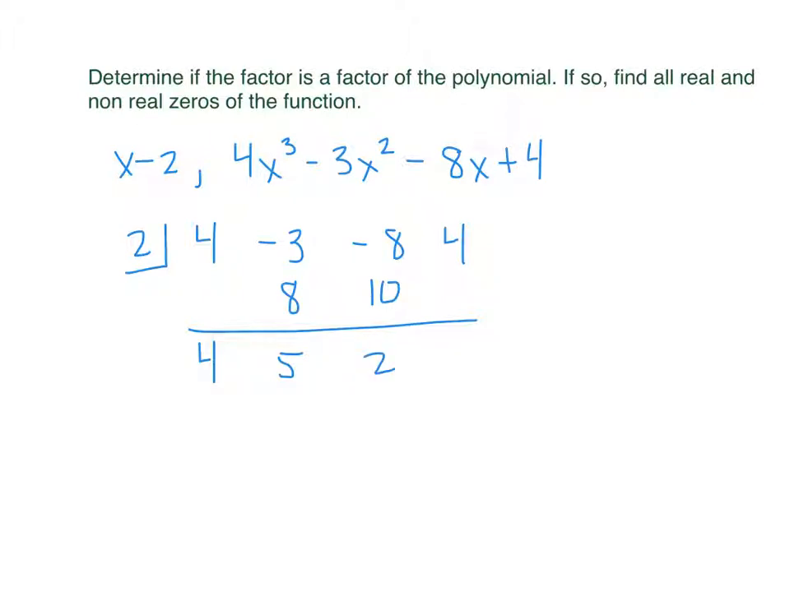And then we take that 2 here and multiply by this 2, and we get a positive 4, and that goes here. Now, this last sum we get tells us whether we've got a factor or not. If this is 0, it's a factor, and if it's not 0, then it is not a factor. So in this case, x minus 2 is not a factor of this polynomial function. So we're not going to be able to use it to find any zeros.